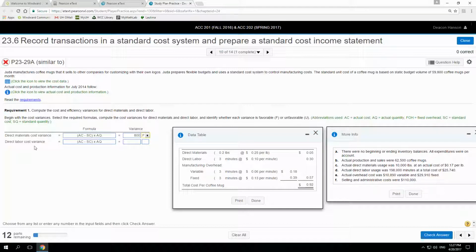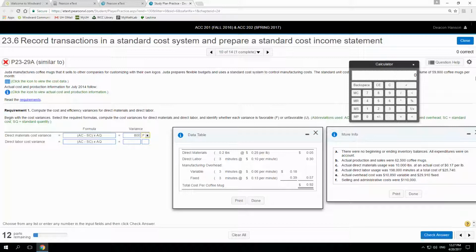Okay. Now, direct labor cost variance, we would take a look at the differences in the labor. Now, they're giving us the actual labor. Actual direct labor usage was 198,000 minutes. So if we take those 198,000 minutes and multiply it by the standard, 10 cents per minute, we get 19,800. That would be the standard. Actual direct labor, which is actual cost times actual quantity, was 25,740. So our actual is higher than what the standard is. Okay, so we'll get the difference. And because the actual is higher by 59,040, we have an unfavorable variance.